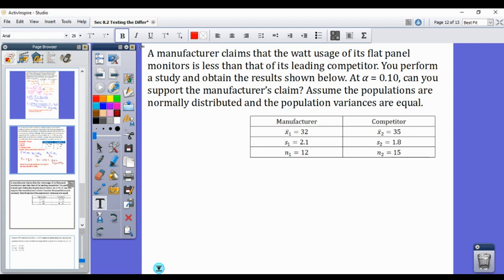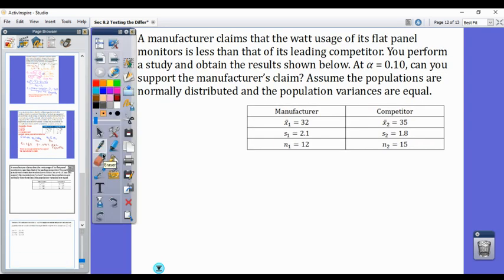Okay, so hopefully you gave this one a shot. So we have a manufacturer claims that the watt usage of its flat panel monitors is less than that of the leading competitor. Okay, so in this case, our claim is that mu1 is less than mu2. Okay, so then the opposite or complement to that would be that mu1 is greater than or equal to mu2. Okay, so we're going to identify our alternative and our null.